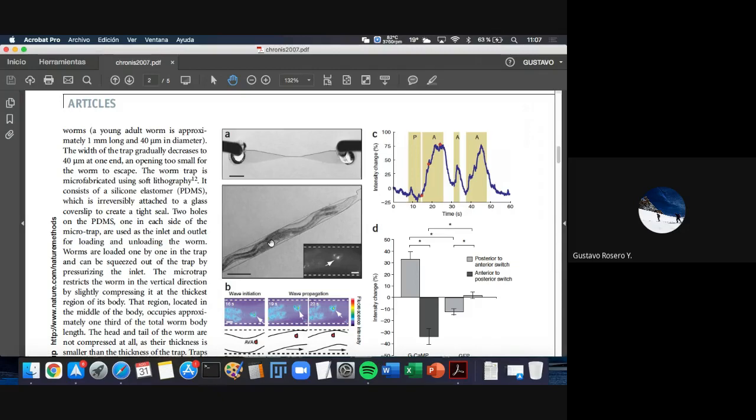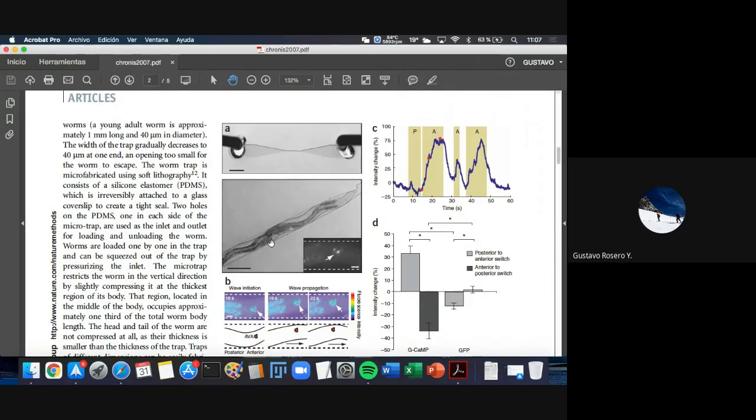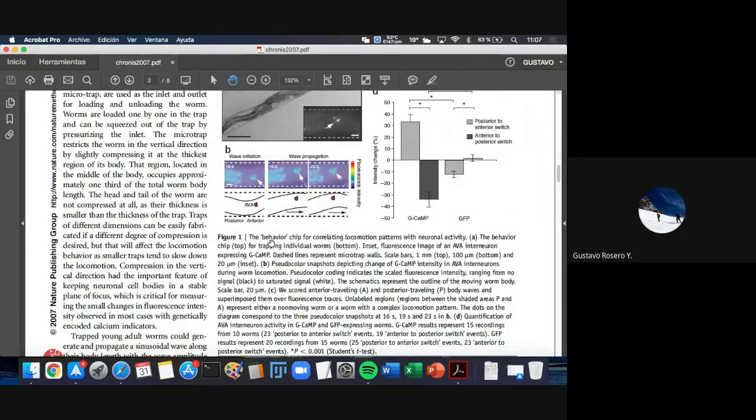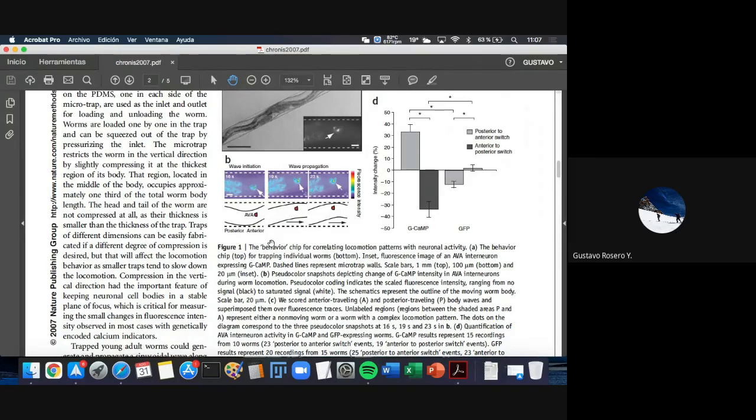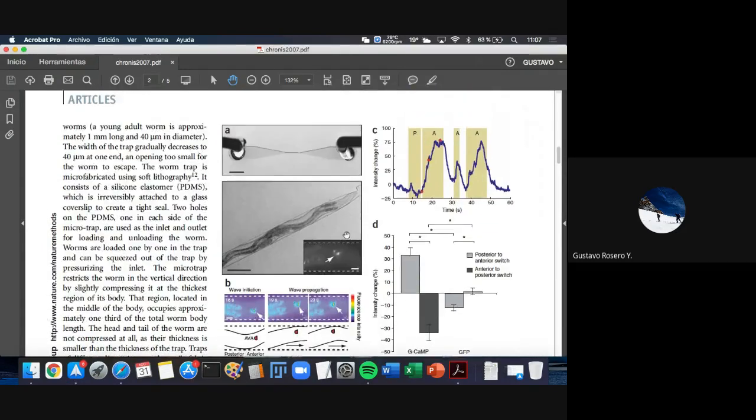They try to evaluate two different neurons. The first neuron is the AVA neuron, which is responsible for movements. And the first chip that they designed is this chip.